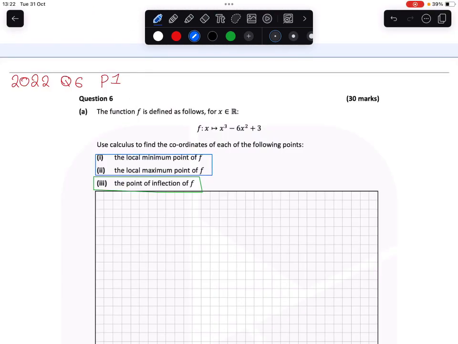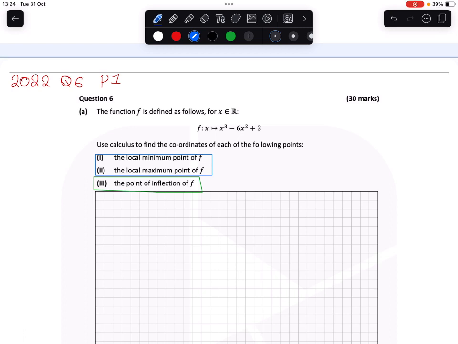So now we're going to be looking at the 2022 paper, question 6, paper 1 for the higher level maths exam. It says, part A, the function f is defined as follows for x being an element of R. f is a mapping which sends x to the function x cubed minus 6x squared plus 3. Use calculus to find the coordinates of each of the following points. So 1 and 2 involve finding the local max and the local minimum point of f, and part 3 asks for the point of inflection of f.